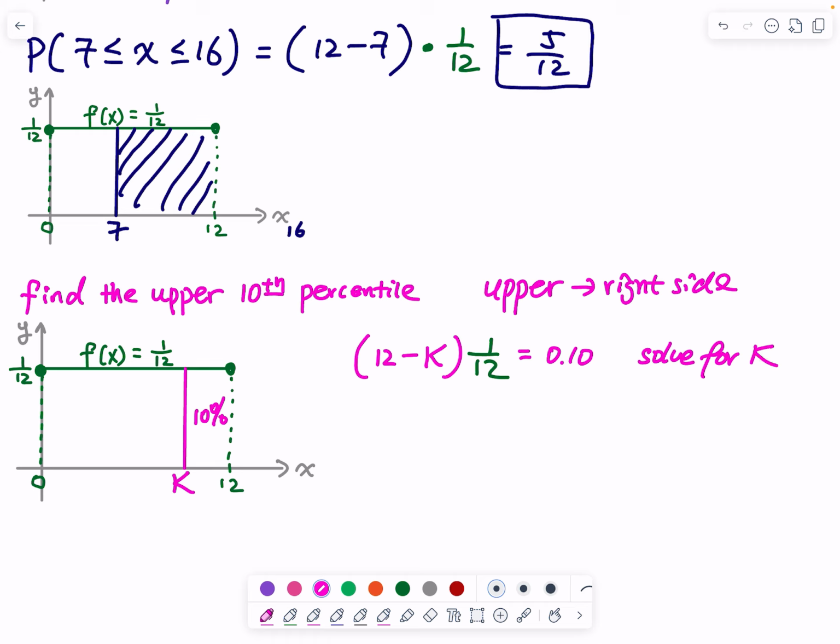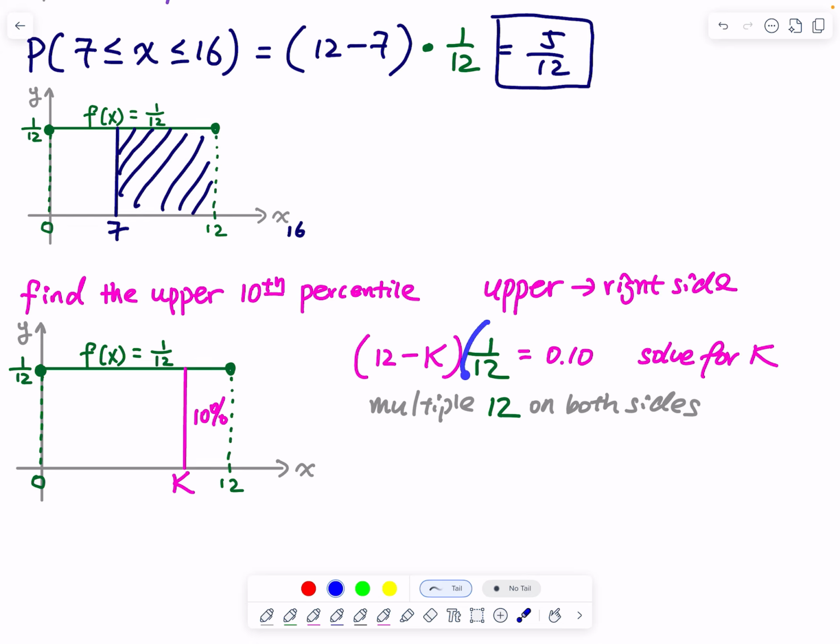So that's why to take an elementary stats class, you need some experience in algebra, and then this is solving a linear equation. The first step is I would like to multiply 12 on both sides. Why do we need to do this? Because 1 over 12 times 12 is equal to 1. So basically what we are trying to do is multiply that to the other side. And then I have 12 minus k equals 0.10 times 12.